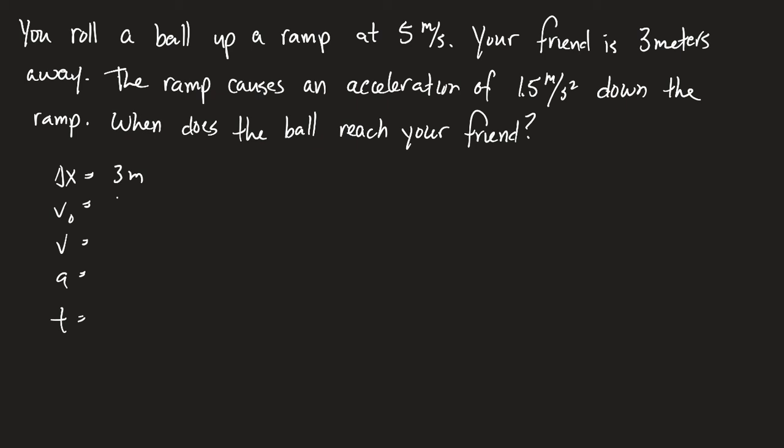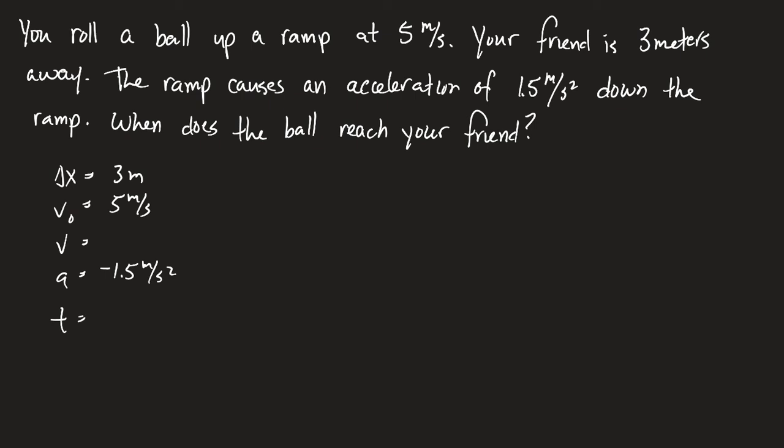The initial velocity of the ball, 5 meters per second. Acceleration, negative 1.5 meters per second squared. I'm not trying to be deceitful. That's the information you've been given. The acceleration is down the ramp. You rolled the ball up the ramp, so you should make the acceleration in the opposite direction of the direction of the ball. All reasonable assumptions. And you could make this negative, but that's not the answer I was going for.